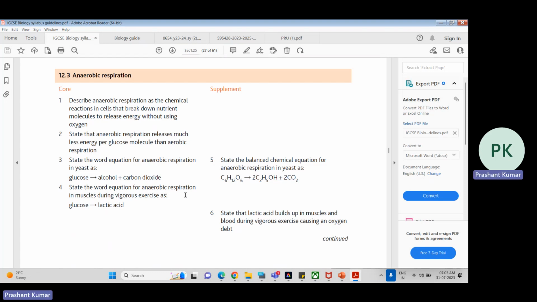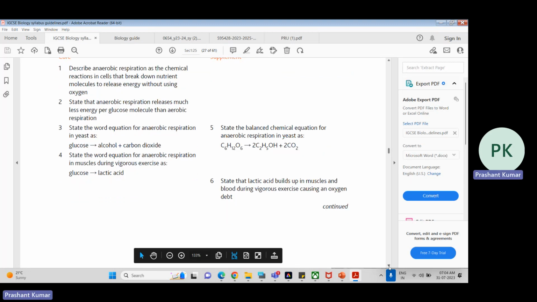State the word equation for aerobic respiration. For anaerobic respiration in muscles, glucose is converted to lactic acid. We don't need any chemical formula for that. Okay, so there is no chemical formula for glucose to lactic acid. Then state the lactic acid buildup in your muscles and blood during vigorous exercise.